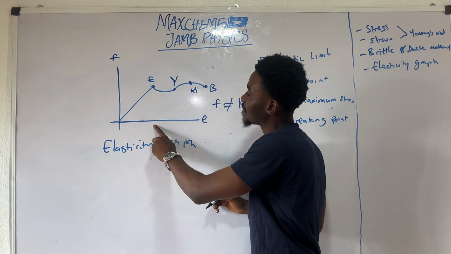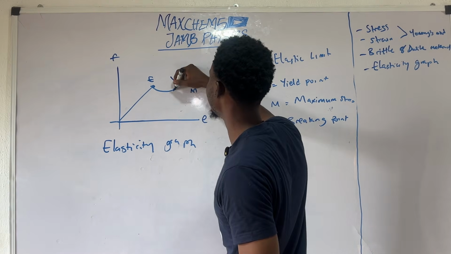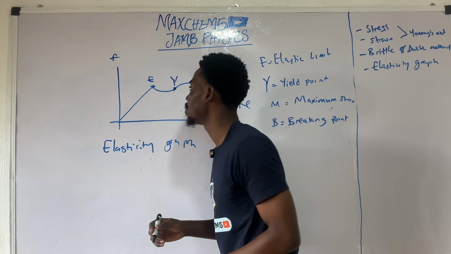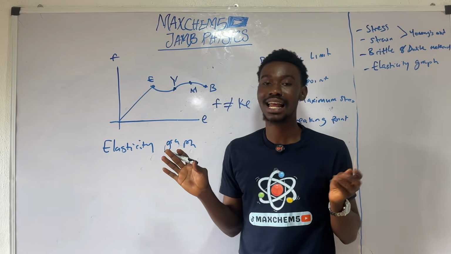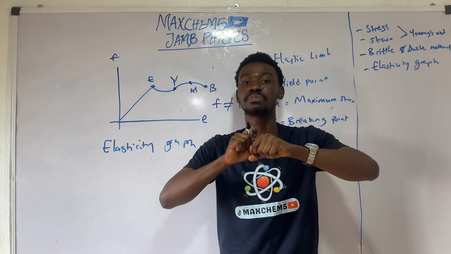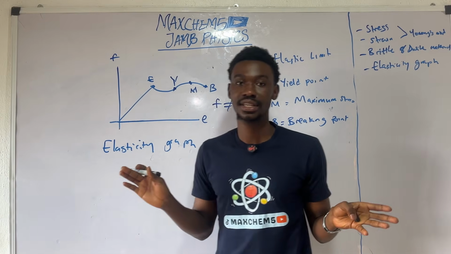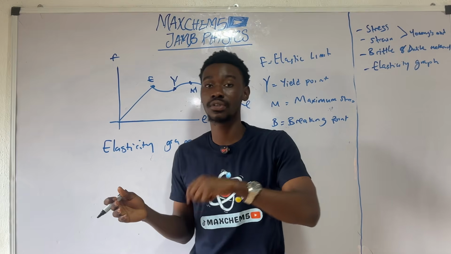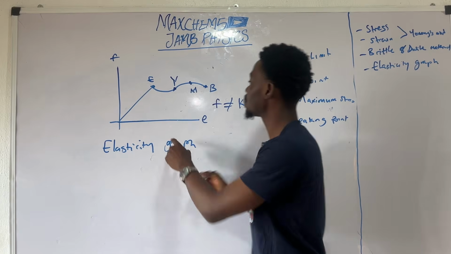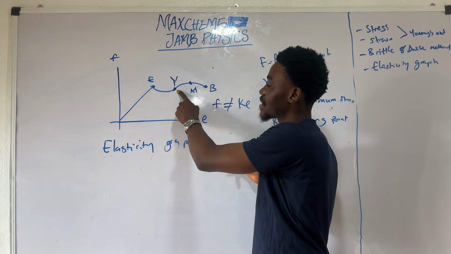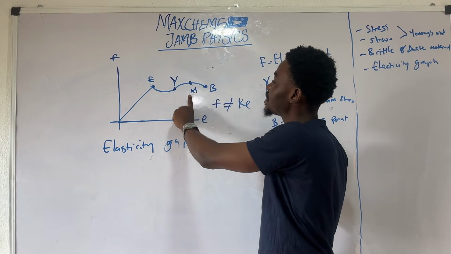When you keep applying that force, you reach another point called the yield point. That is the point where the material has passed its elastic limit and become plastic. So it no longer returns to its initial shape when you remove the applied force. If you keep applying a force, the graph goes up in a curved manner. It is no longer linear. It goes up until you reach a point, M.